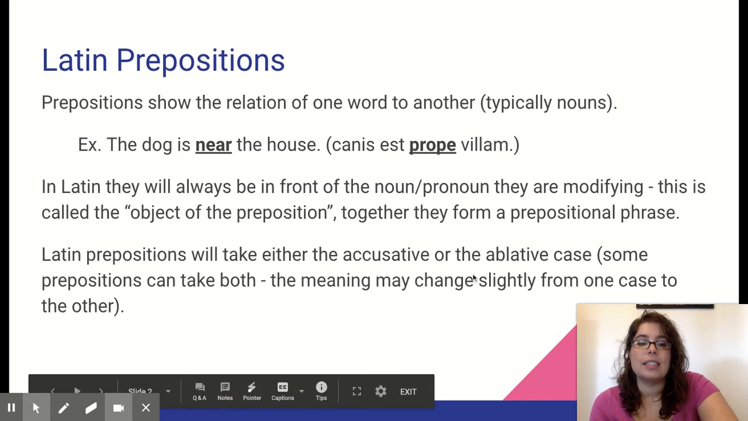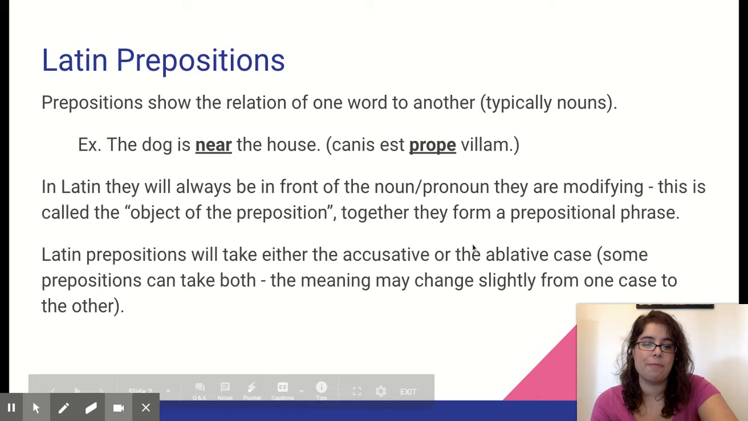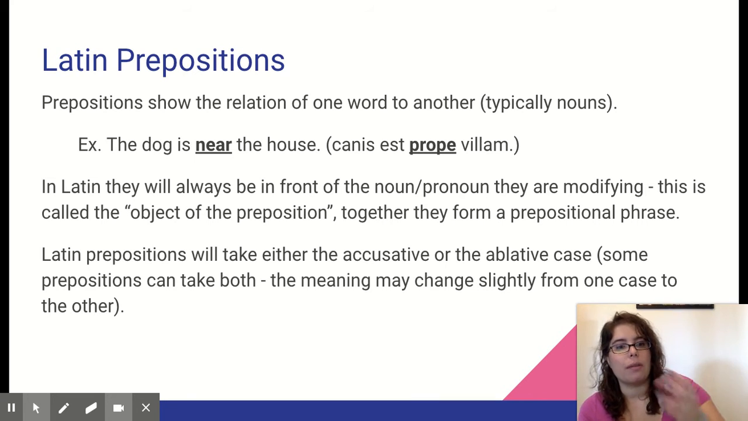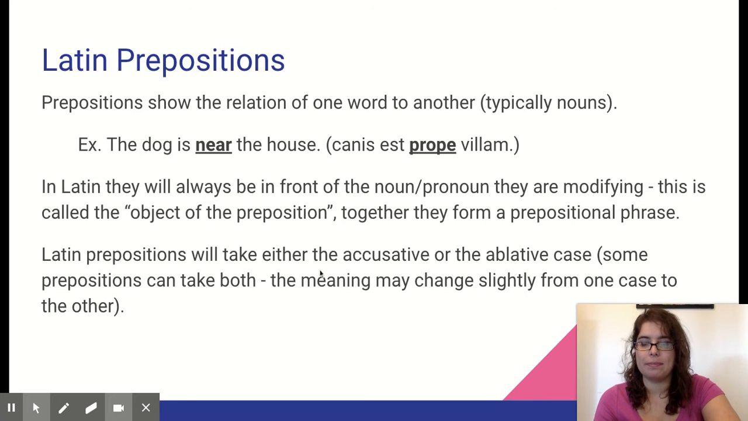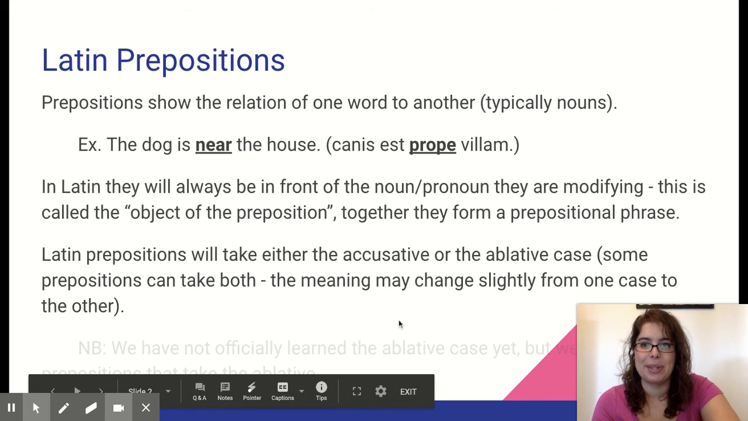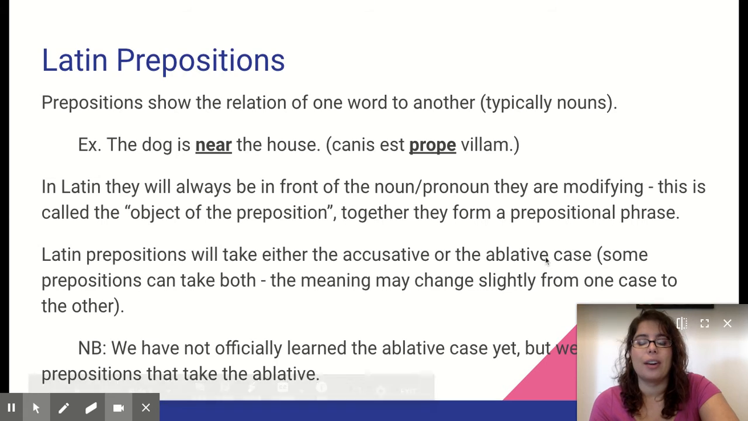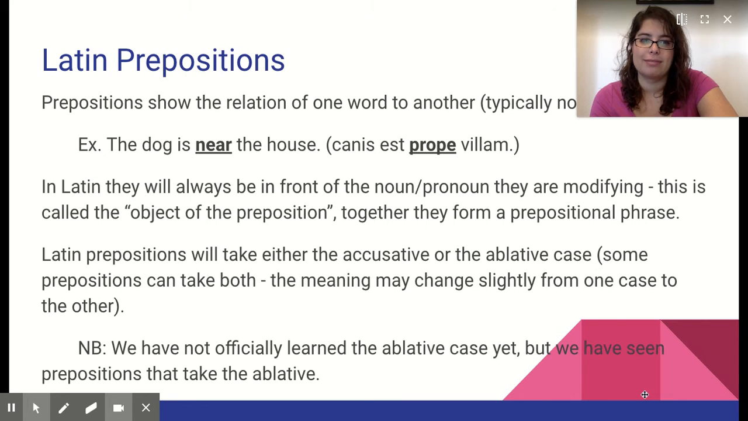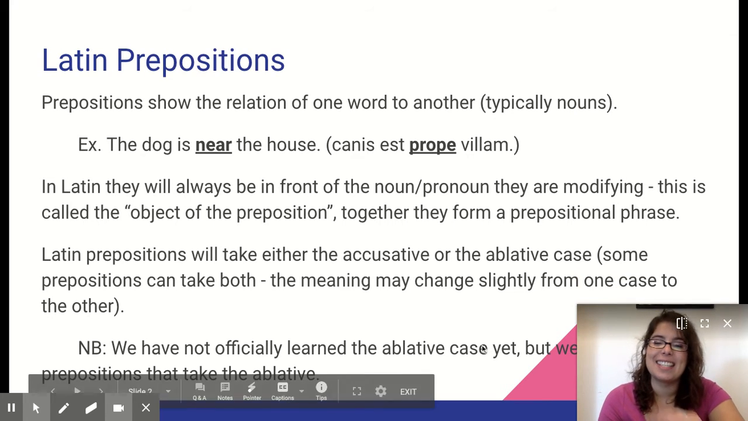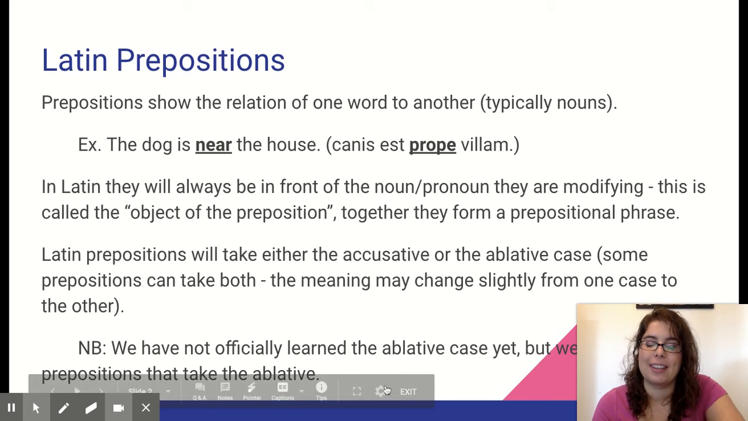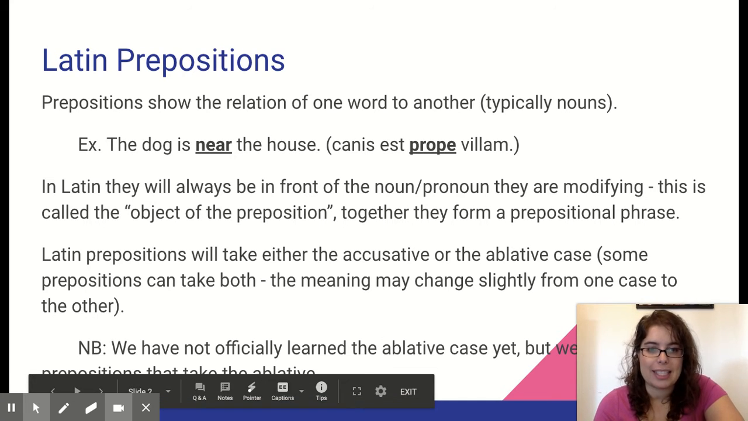Now there are a couple of prepositions that can take both the accusative and the ablative, and the meaning might change slightly from one case to the other. I'll point those out because we are learning a couple of those today. All right. So let's jump into our prepositions. I already said we haven't officially learned the ablative case, but we have seen prepositions that take the ablative. I will post these slides on Google Classroom separately as well, so you can always go back and take notes if I'm moving too fast for you to take notes in the video.